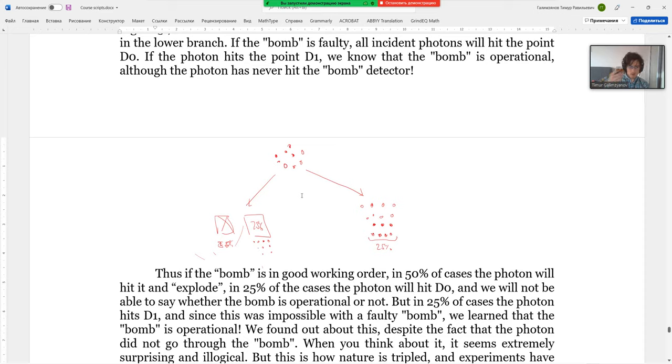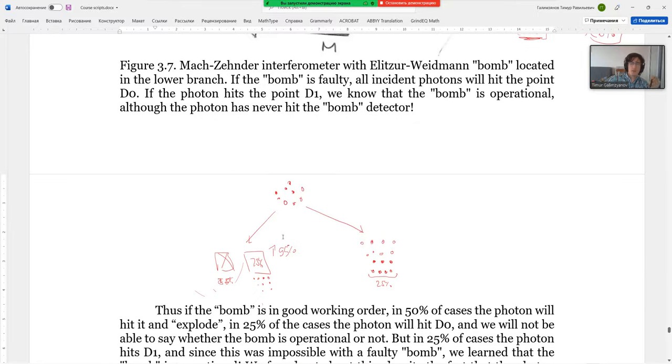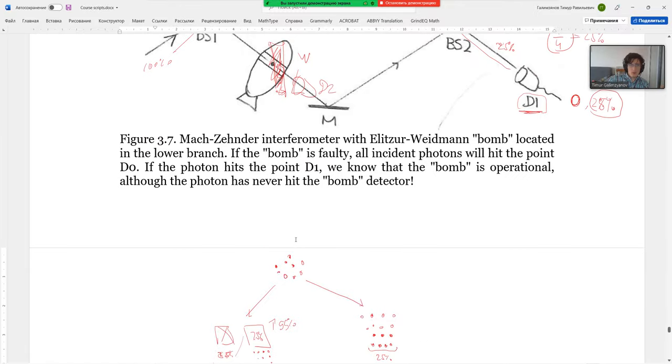Actually, there is a paper, there are experiments that show that we can increase this probability from 25% even to 99%. But we need to use not the Mach-Zehnder interferometer, but a bit more complicated interferometers to obtain more accurate results. So I think that's all I wanted to tell you in this lecture.